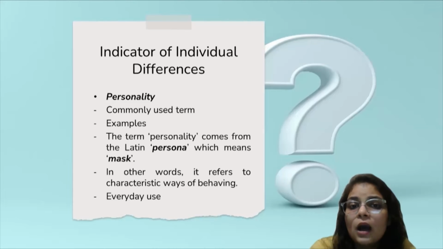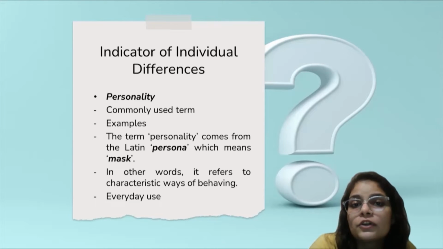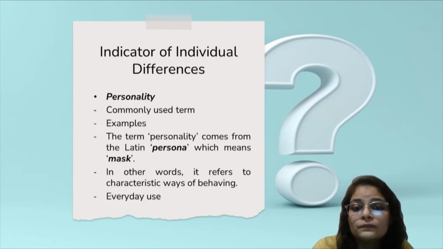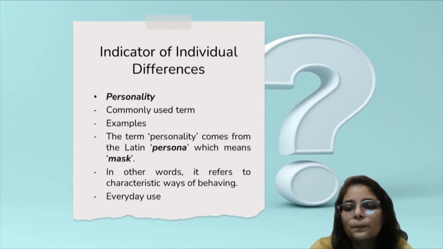Moving ahead, learning about one of the indicators of individual differences, which is personality. Personality is a very common word that we use in our everyday life to describe a person, like he has a very charming personality, or he's a very shy person, or he has a very calm personality. So where does the term come from? The term personality comes from the Latin word persona, which means mask.